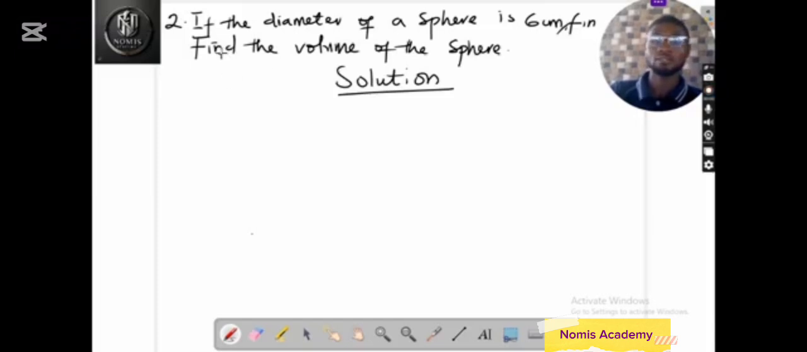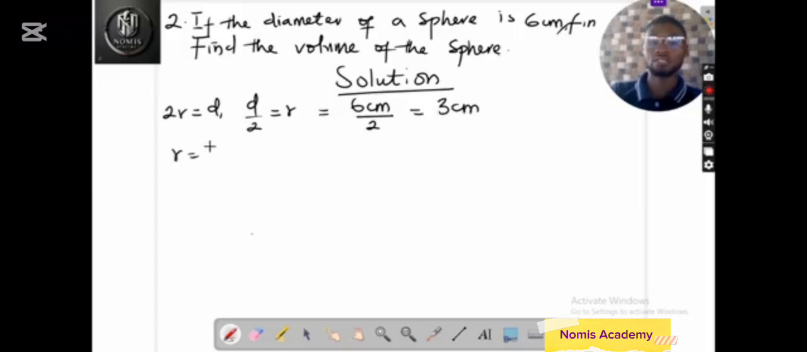So now this time around, radius is not given but diameter is given. So I can make it simple for myself to say that since 2 radii is equal to diameter, I should know that diameter divided by 2 is equal to radius. So since the diameter given here is 6 centimeter, I'll just say 6 centimeter divided by 2, that is 3 centimeter. So that tells that my radius is 3 centimeter. Then I can now start solving with the formula 4 over 3 pi r cube.